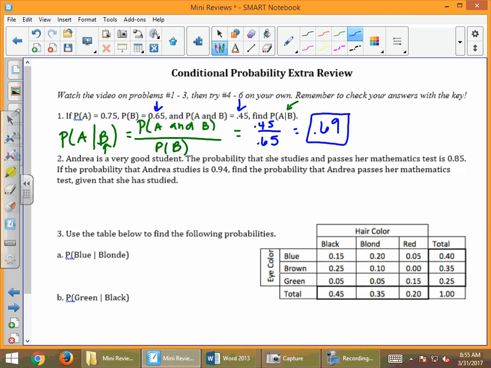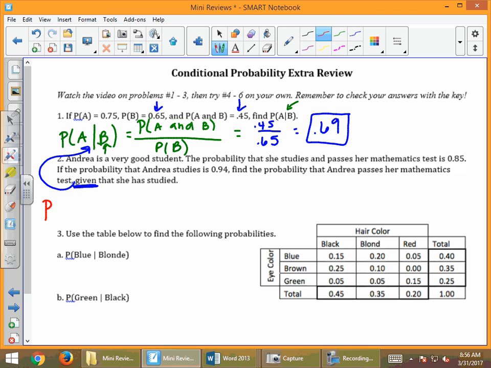If we look at number 2, that's more a word problem. It says Andrea is a very good student. The probability that she studies and passes her mathematics test is 0.85. If the probability that Andrea studies is 0.94, find the probability that Andrea passes her mathematics test given that she has studied. Okay? That is that straight up and down line in English. So given means that in a word problem. So whenever you have that phrase given, you're doing what we did in number 1.